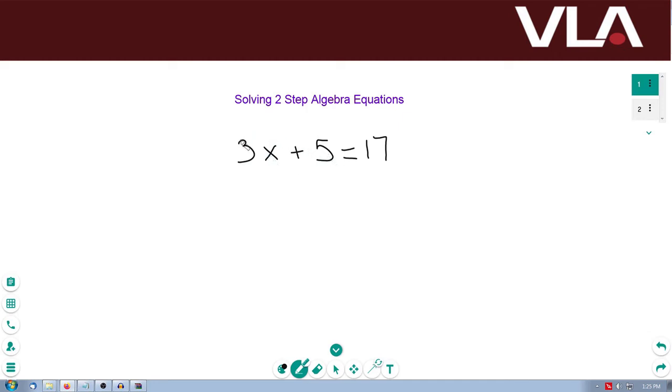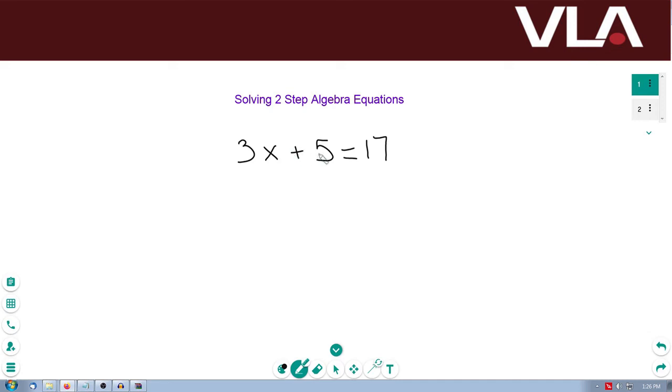So what I'm circling here is our variable side. Why is it the variable side? Because here it is right here. So the object is to get x equal to something. Right now I have 3 getting multiplied by x, and I'm adding 5 to that side. So obviously it's not isolated. So the first thing you want to do is get rid of anything that's added or subtracted.